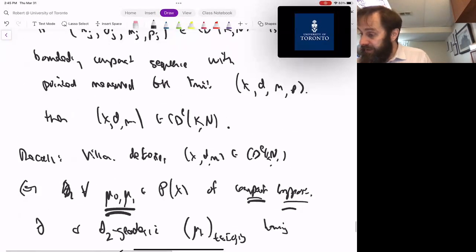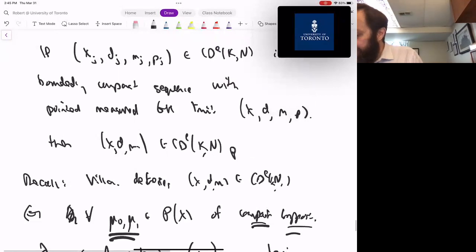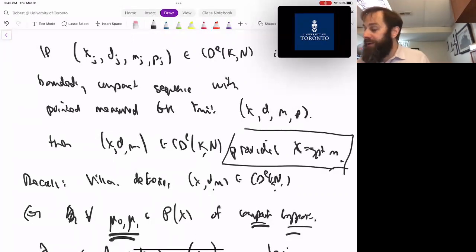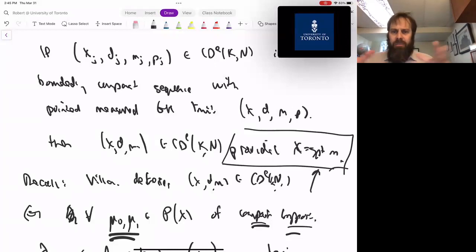And now the caveat is, I should have added this extra condition, provided X equals the support of mu. Why do I need to keep adding this extra condition? So I had this mollification procedure, where I took an arbitrary probability measure and mollified it to get a probability measure with continuous densities. And somehow if I do the mollification inside the support of the measure, then I get a probability measure with continuous densities inside the support of the measure, and then I don't want it to drop to zero discontinuously as I cross the boundary of the support.